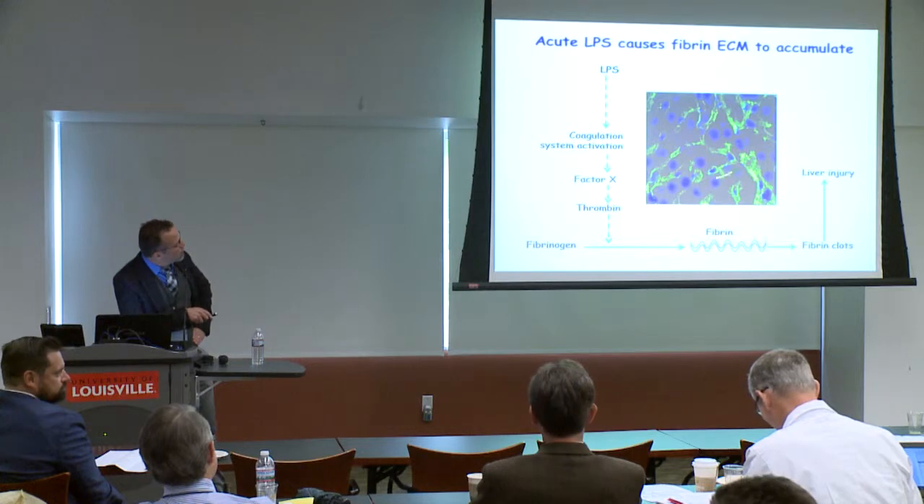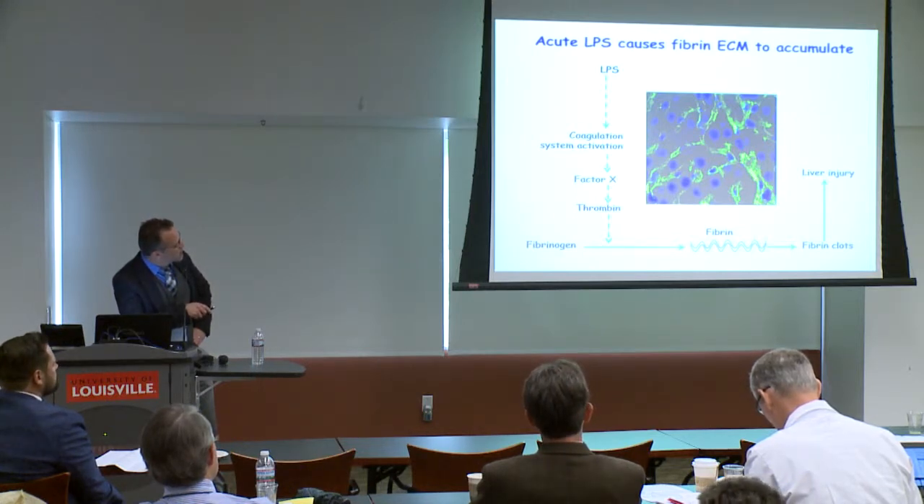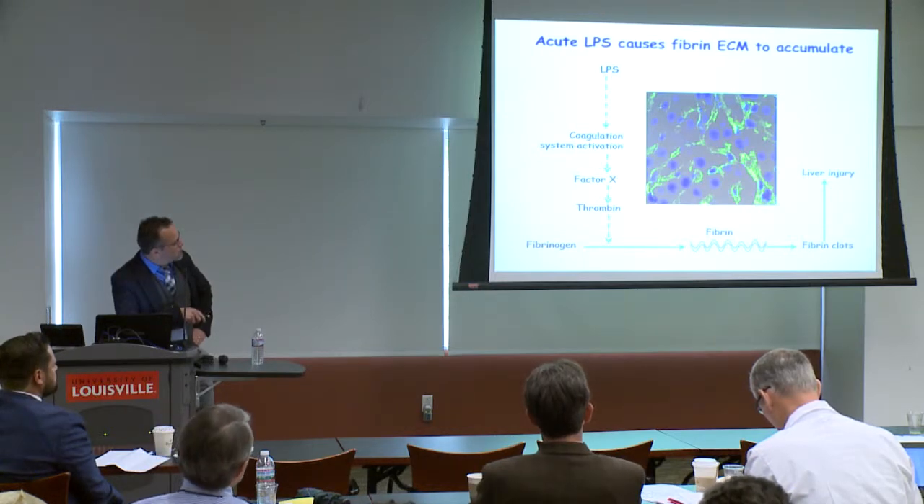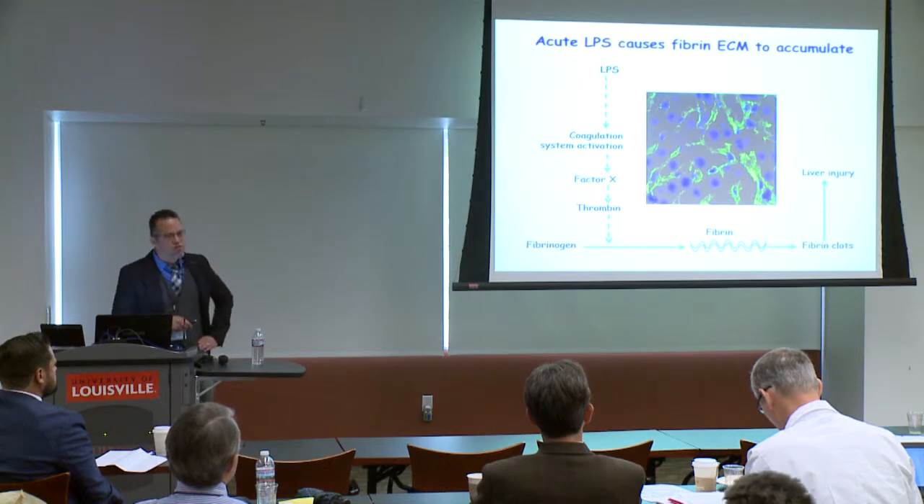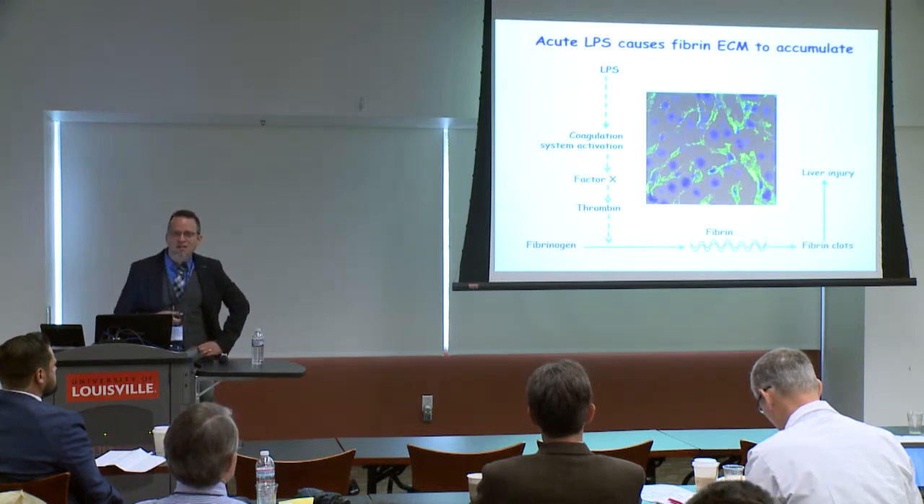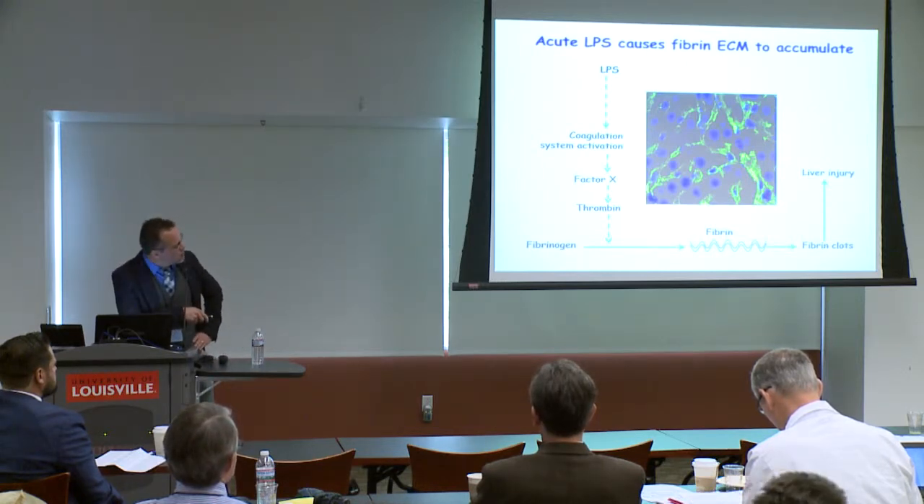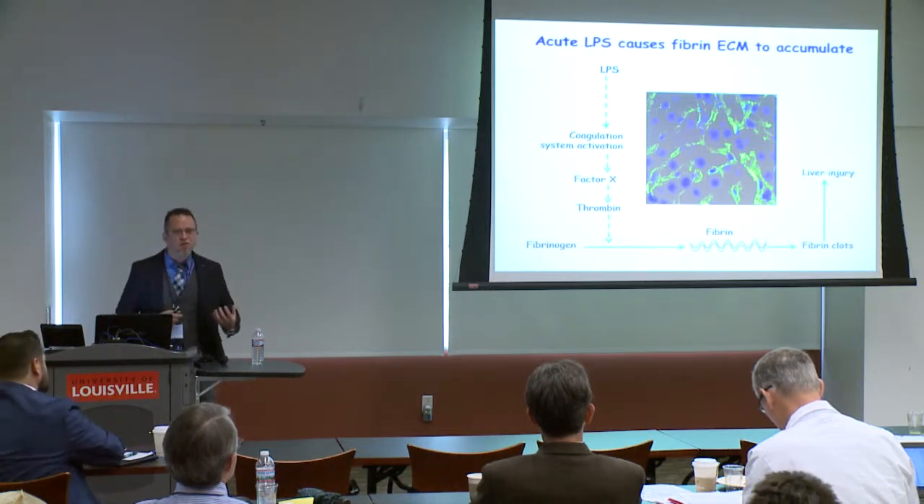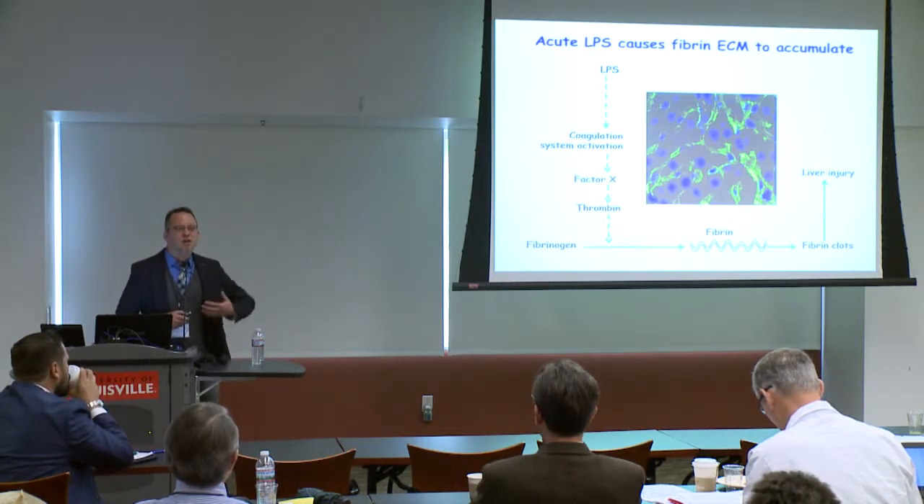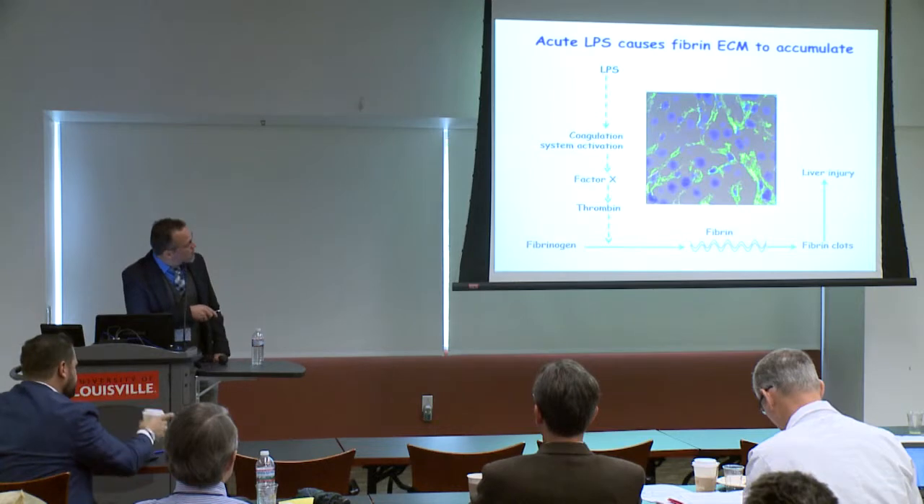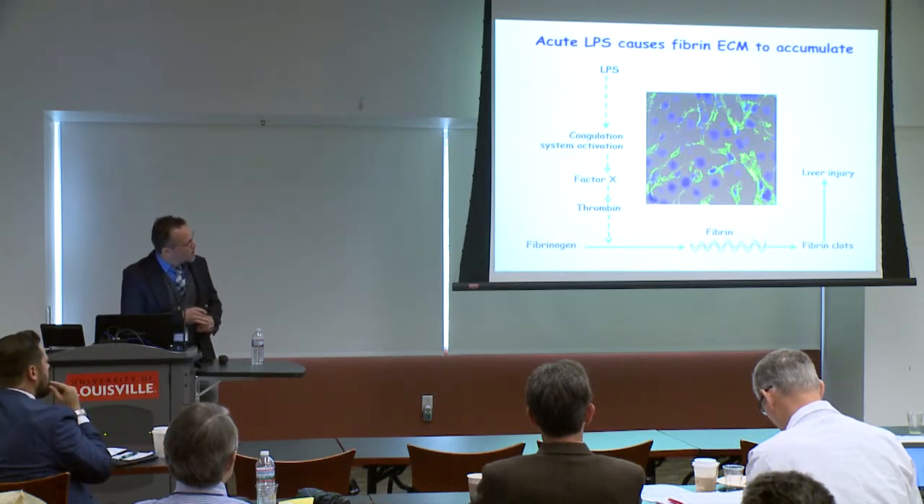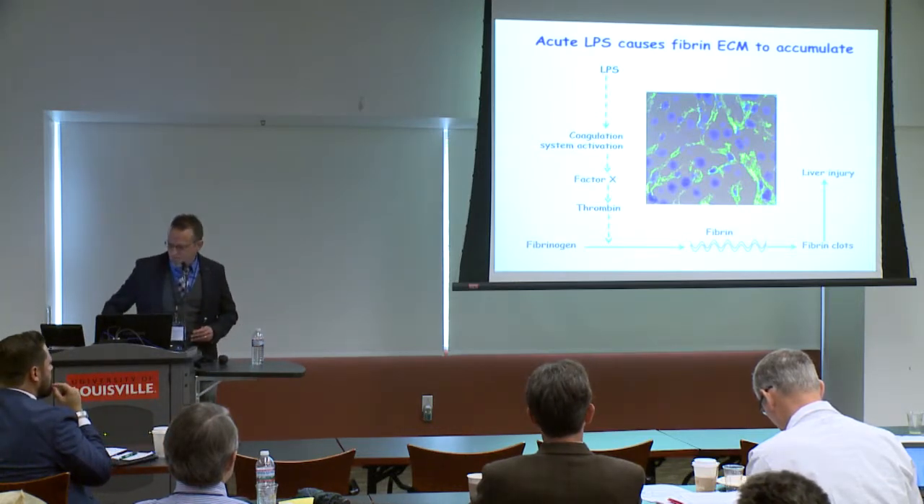In short, fibrin accumulation is downstream from activation of the coagulation cascade. So the coagulation cascade gets activated, activates thrombin, fibrinogen is cleaved to fibrin, and this is, of course, the main formation of a clot. And this accumulates, and it transiently accumulates usually in the tissue, and then it's eventually cleared. And this is fibrin accumulation in the liver after an injection of lipopolysaccharide.